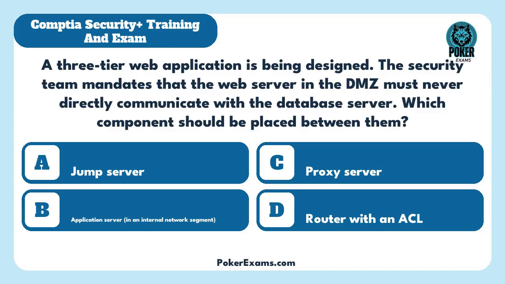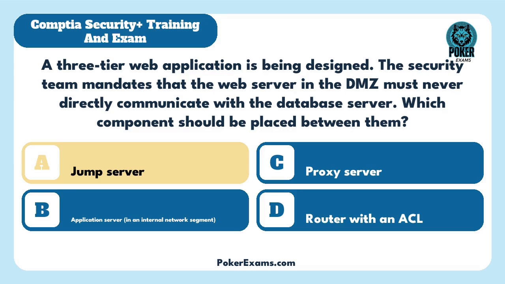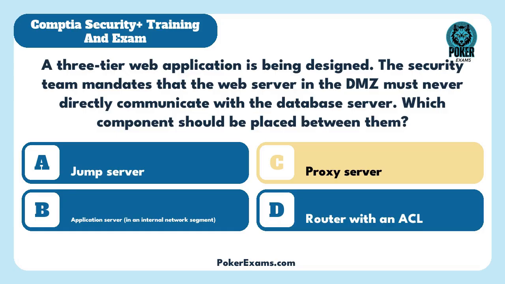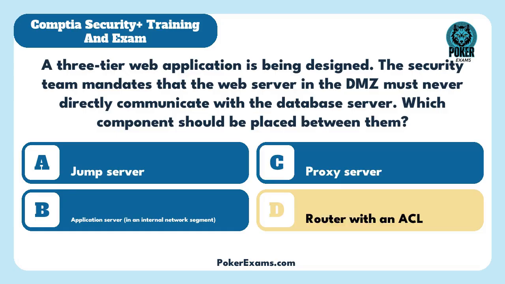Question 5. A 3-tier web application is being designed. The security team mandates that the web server in the DMZ must never directly communicate with the database server. Which component should be placed between them? A, jump server? B, application server in an internal network segment? C, proxy server? D, router with an ACL?